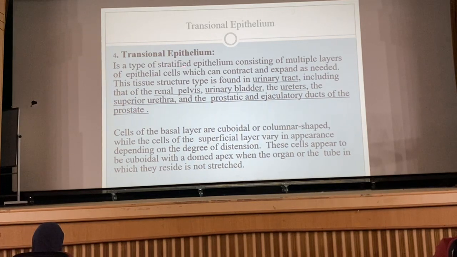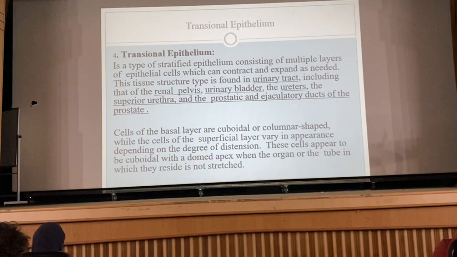The cells in this type of transitional epithelium are usually cuboidal or columnar, and the superficial layer consists of large dome-shaped binucleated cells. In some textbooks, they are called umbrella cells. However, here it's not mentioned. Umbrella cell, because it looks like an umbrella. It has a dome shape. They are large, and often they are binucleated.